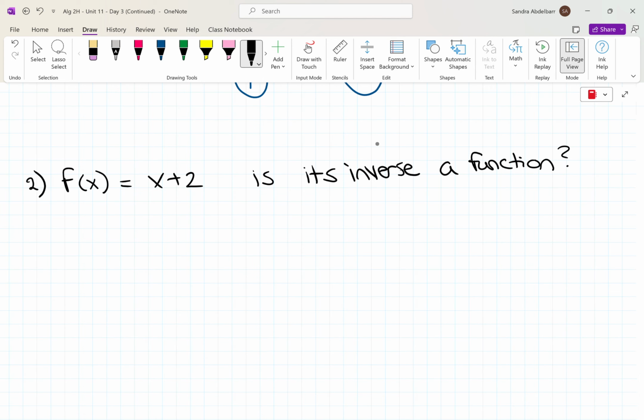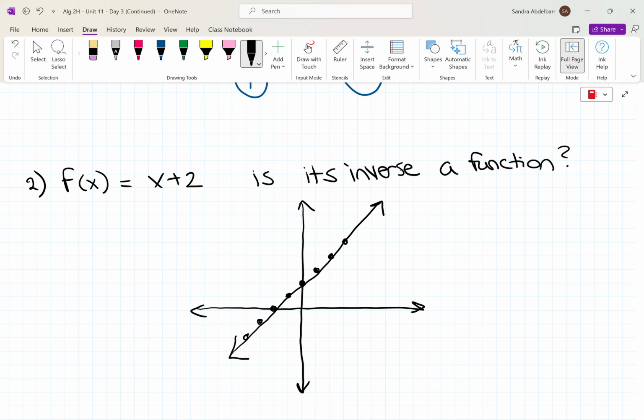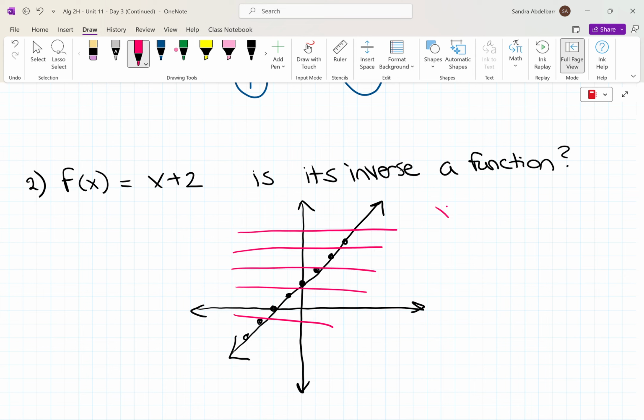Well, do we agree x plus 2 is a line? So I'm going to quick sketch it. My y-intercept is 2, and my slope is 1 over 1. So it looks something like this. And then I'm going to perform the horizontal line test. Will it pass the horizontal line test? Yes. So its inverse is a function.